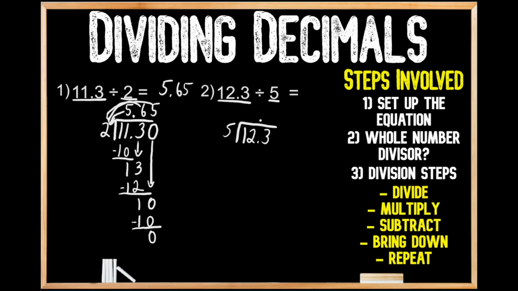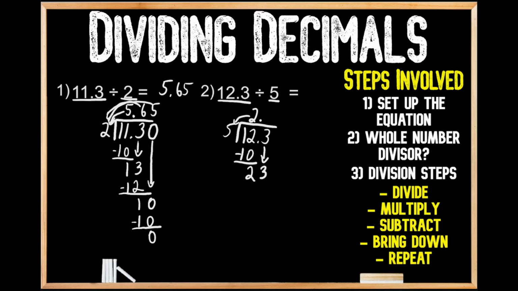When we divide 12 by 5, we get 2 equal groups of 5. And when we multiply 2 times 5, we get 10. Next we subtract, and when we subtract 10 from 12, we're left with 2. So now we're going to bring down our number that's immediately to the right of the place we've just divided, giving us 23 for when we repeat this process.